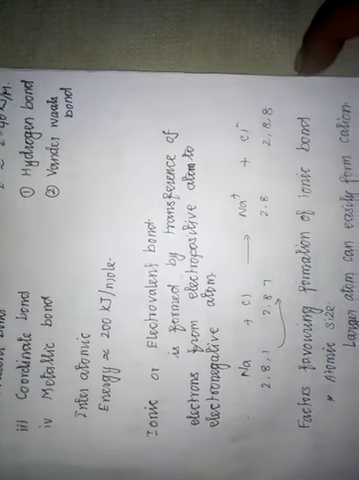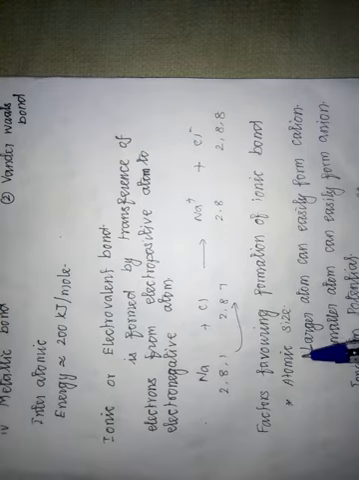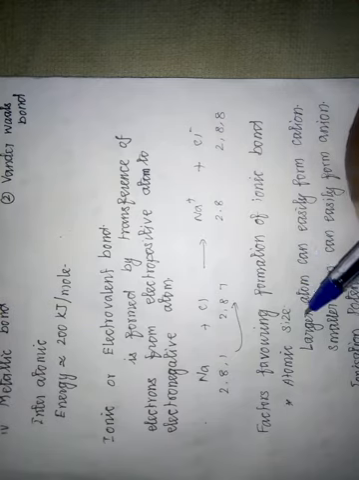Now we'll see the factors which affect the electrovalent or ionic bond. For example, atomic size. The larger the atom, the more easily it can give up the electron, so it can easily form the electrovalent bond.